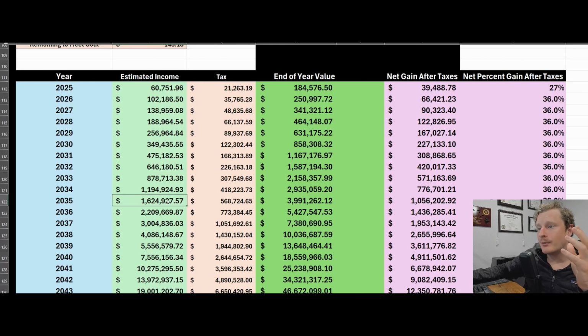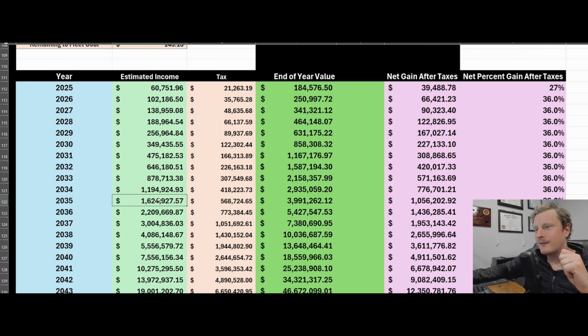But some of these numbers look crazy. If I wait 10 years, I should be making $1.6 million, and my account's going to be almost $4 million. After taxes, I'd be making 1 million, and it should be about a 36% return. I'm definitely going to take that every single day of the week.